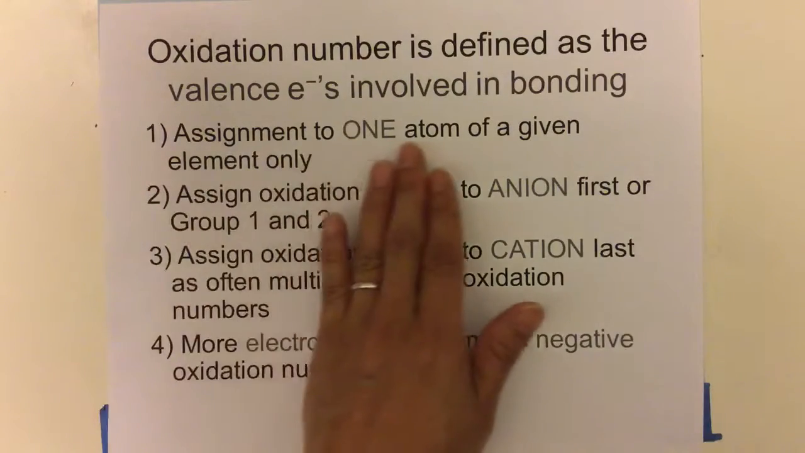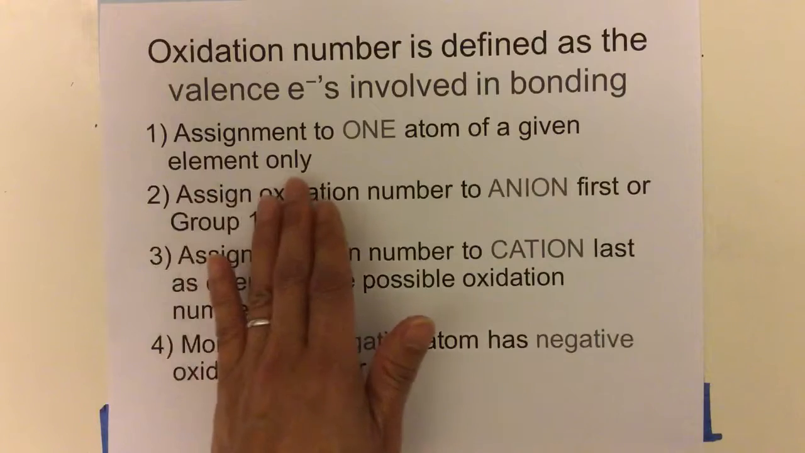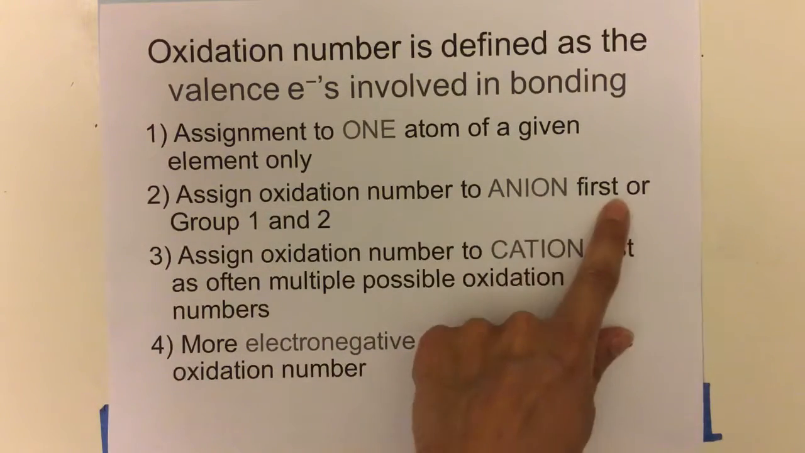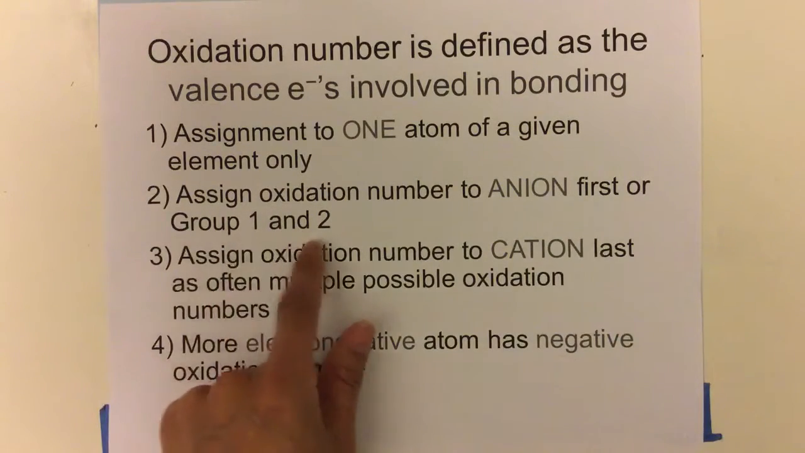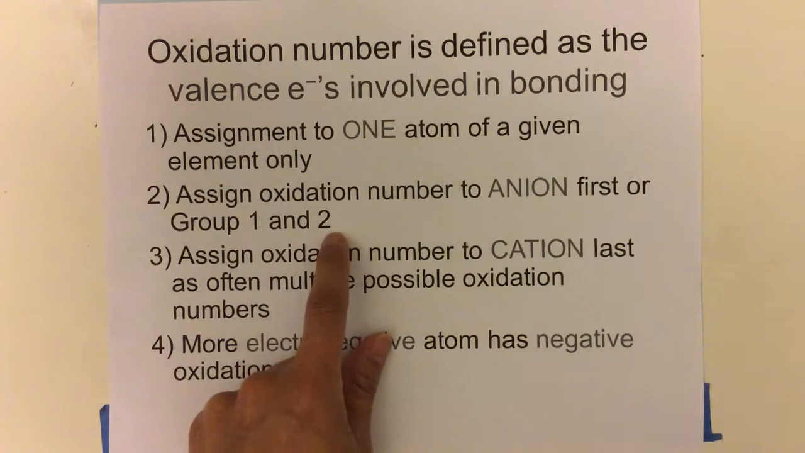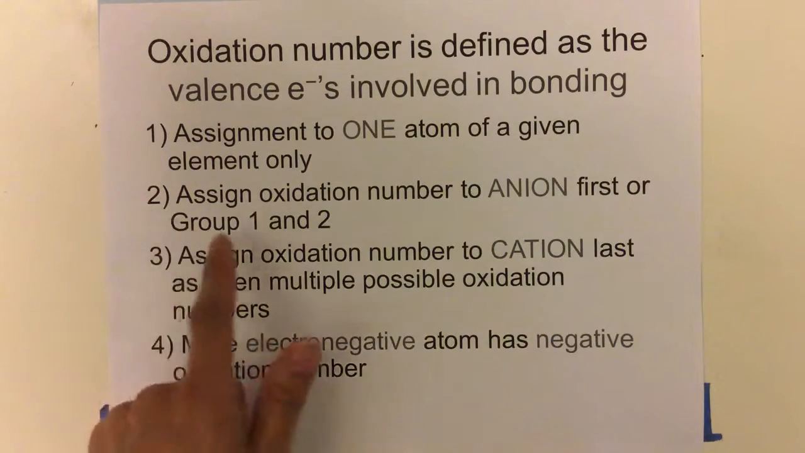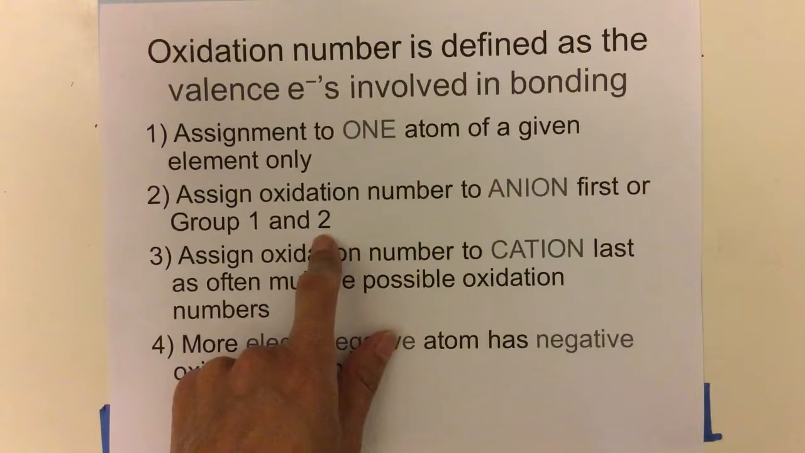I assign oxidation numbers to one atom of a given element only. When I assign the oxidation numbers, I usually do it to the anion first. You'll see me go to the anion first, and then sometimes I go to group 1 and group 2, because group 1 and group 2, which are your alkali metals and your alkaline earth metals, they don't usually change in oxidation numbers. They tend to have the same oxidation number. Group 1 usually has a +1. Group 2 usually has a +2.